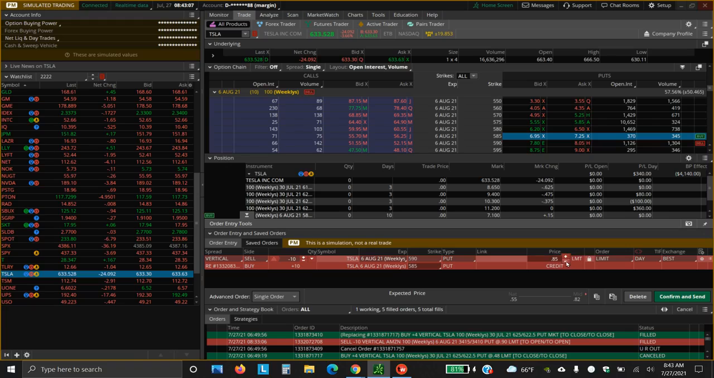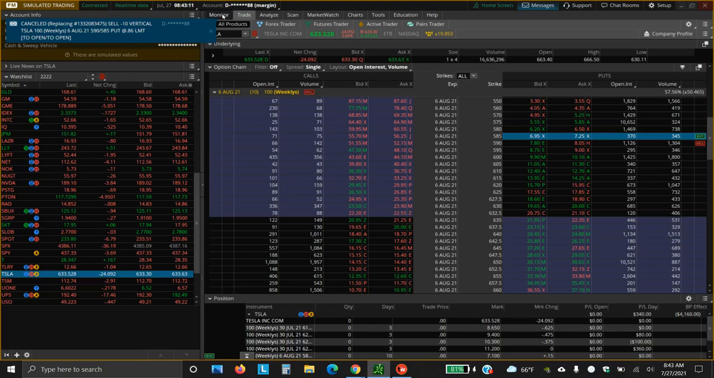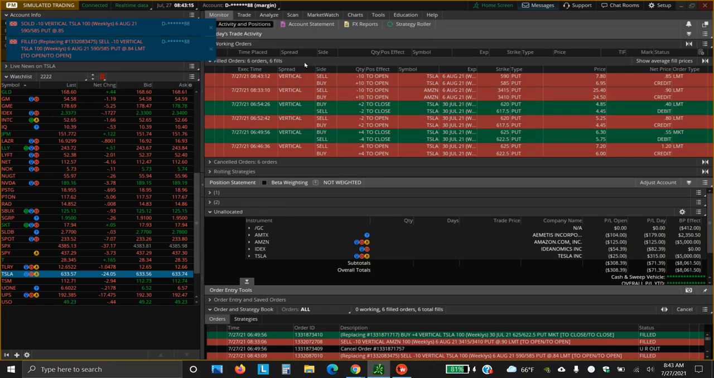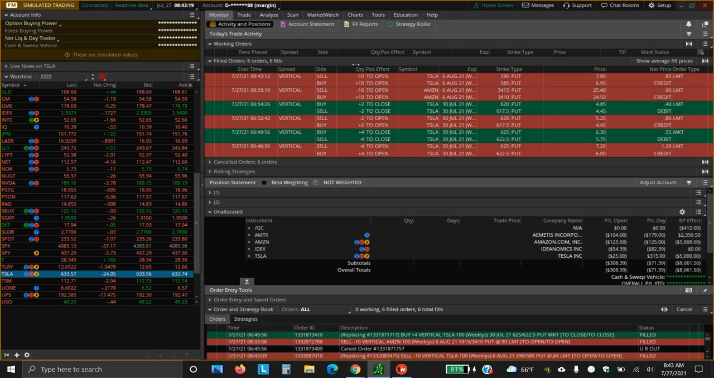Yeah, let's just do 1 cent below 84. We got 84. Let's see what we got. Okay, Tesla.